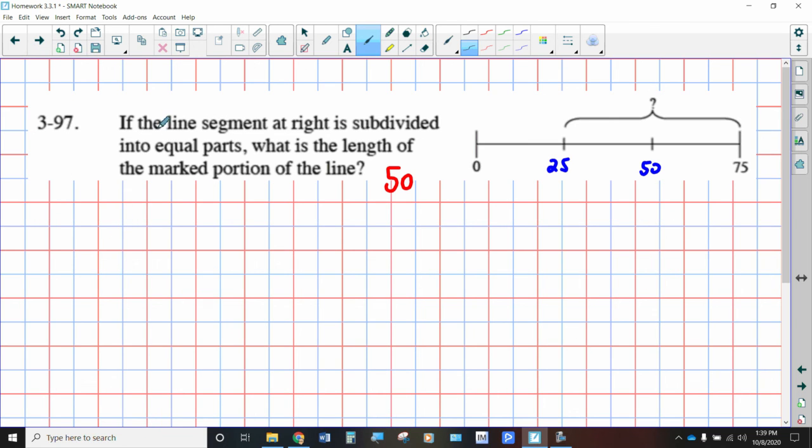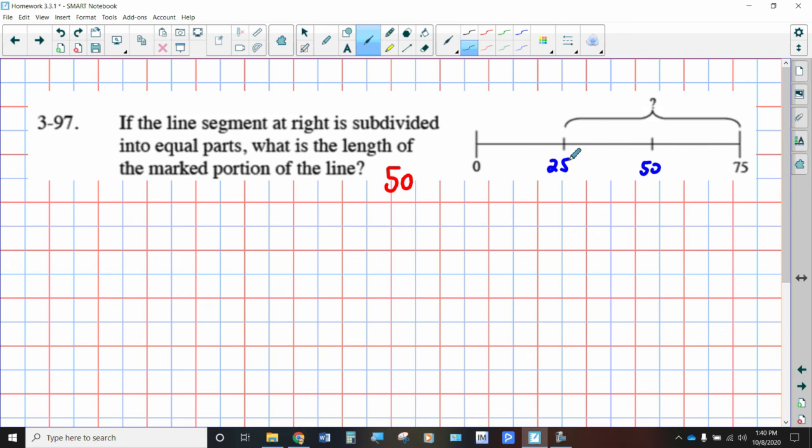And now for the last part. If this line segment at the right is divided into equal parts, that's equal to this, which is equal to that. And there are a total of 1, 2, 3 parts. You're breaking the number 75 into 3 equal parts. What is 75 divided by 3? 25. That means your counting sequence must be counting by 25.